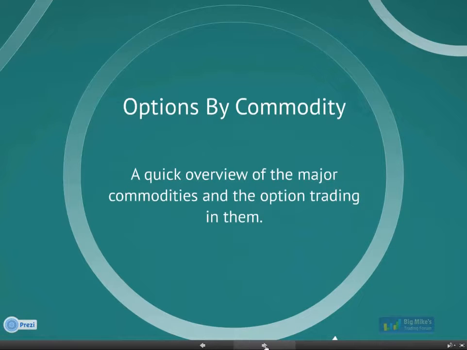Okay, now we're going to have a little quick discussion of options by commodity. I'm going to cover the major commodities, the option trading in them, and the quirks of each one of those.